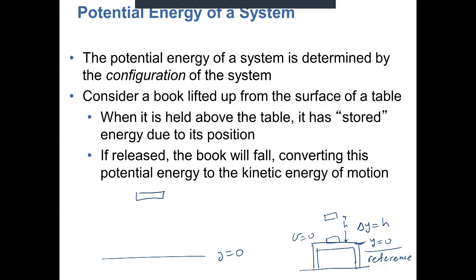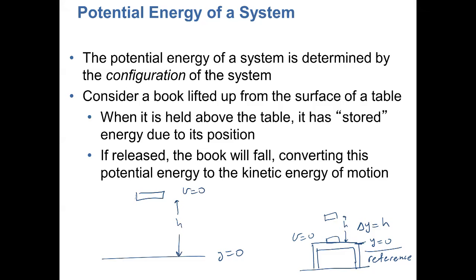So you can see the book is some height h above the ground or the table. If you're holding it, right now it has no speed. But because the book has a height with respect to the reference position, it has a potential energy. There's a stored potential energy because of that change in vertical position.